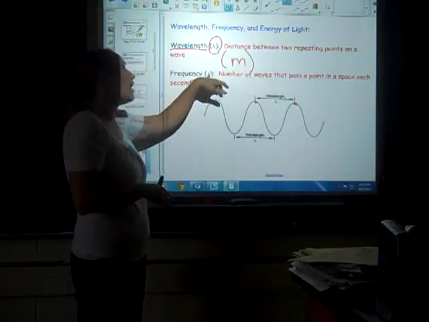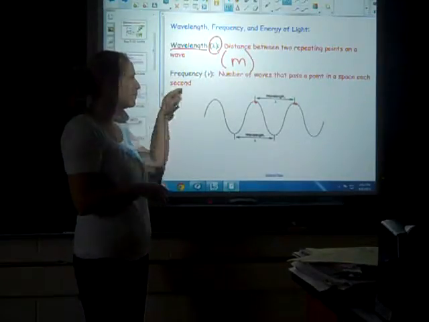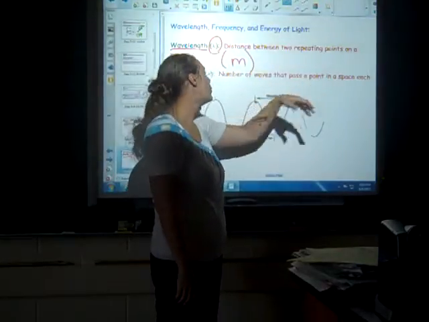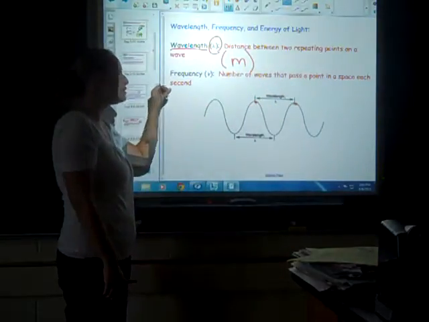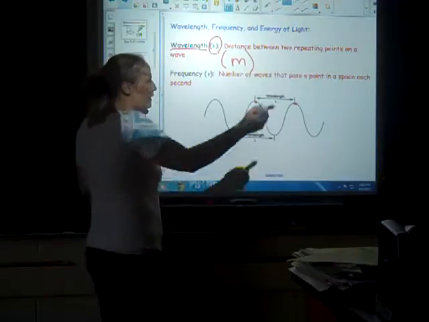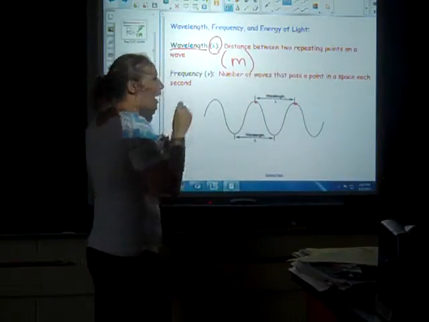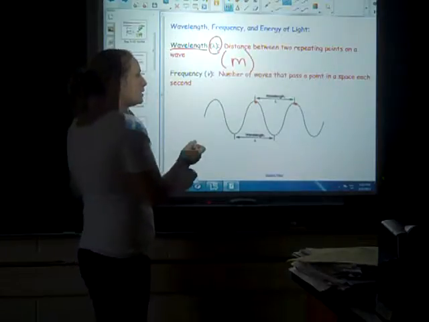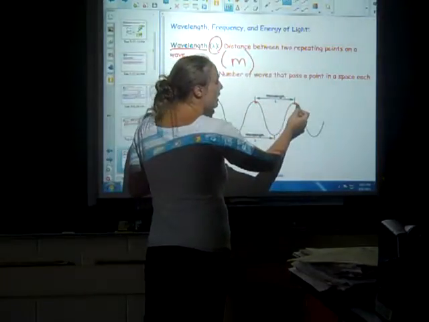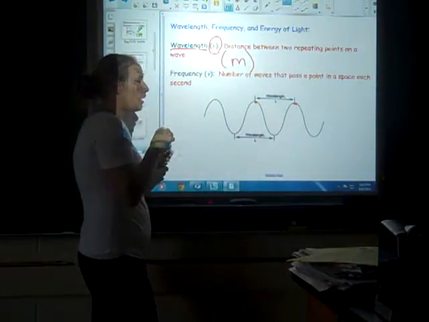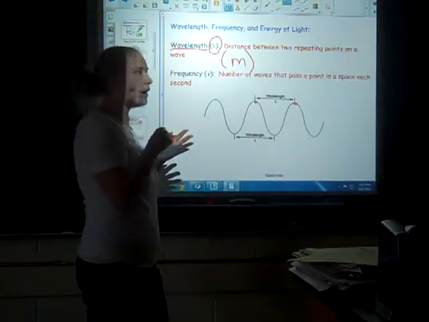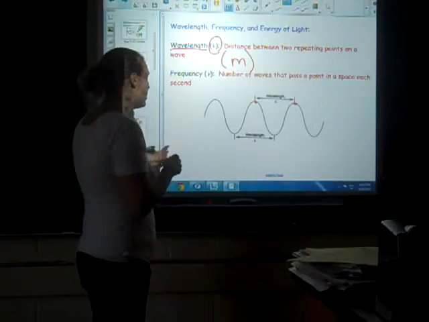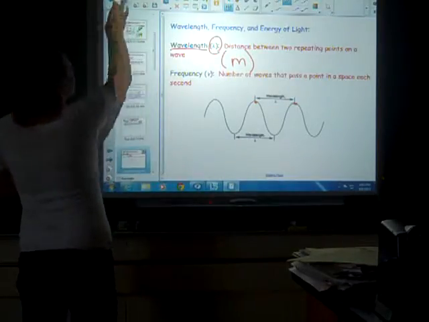Frequency, on the other hand, is kind of like a V for its symbol. It's really nu, the Greek symbol. It's the number of waves that pass through a point in space each second. Okay? So if I picked a peak as my point, I'm going to count how many peaks will pass through a point in a given second. As you can imagine, the longer the wavelength, so the bigger the wavelength, the smaller that frequency. And we'll talk about that in a moment.